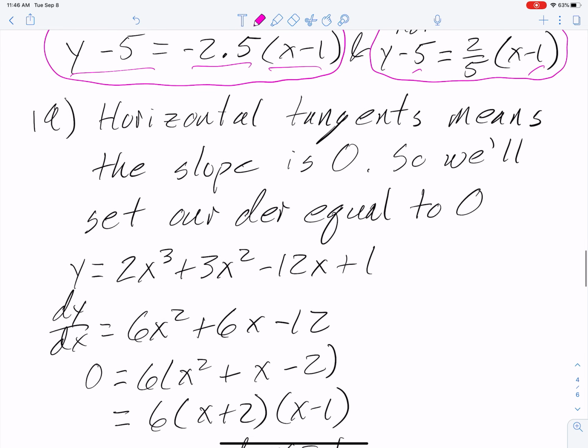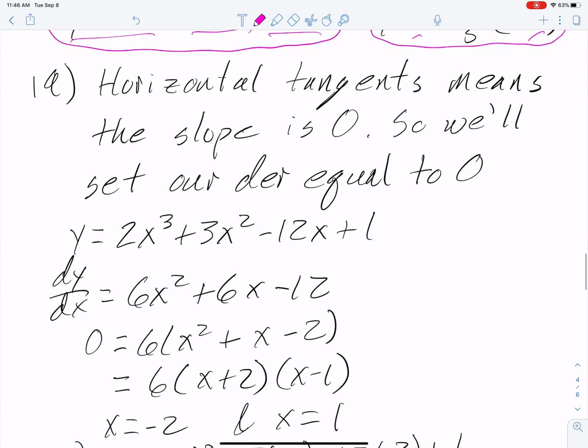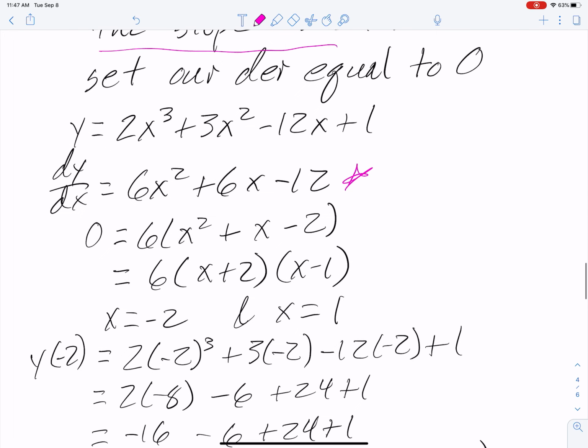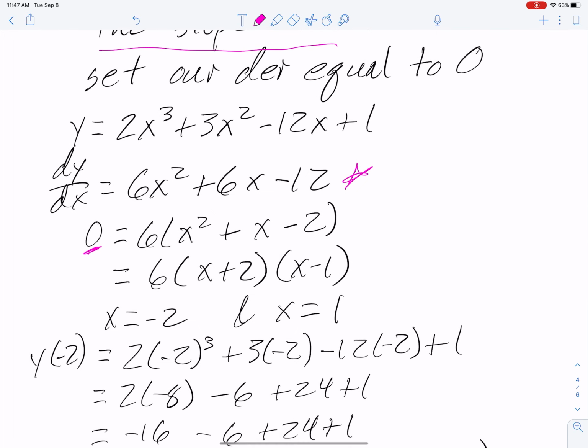Now, 19 has a little bit more work than what we saw in class because it actually wants us to find the tangent lines. And again, like we talked about in class, if we have horizontal tangents, we know the slope is 0. So, first things first, I found my derivative. Notice I set my derivative equal to 0, and I factored out 6 to make my factoring a lot easier. From there, I know the factors of negative 2 that add up to positive 1, and now I've got my x values. Since it actually asks for the equation of the tangent, I've got more work to do.